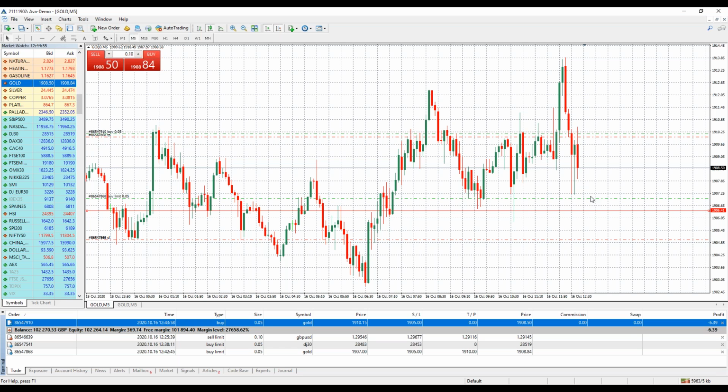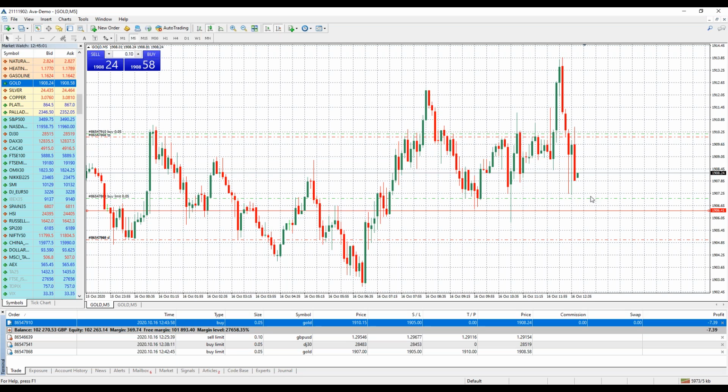And there you see why sometimes you have to make sure you're focused, as I accidentally opened a sell instead of a buy. But there we are. So we've got our market move and we've got our pending order backing it up.